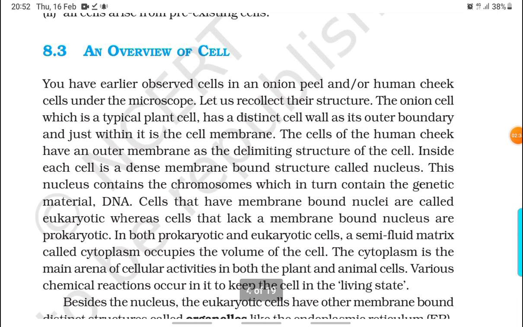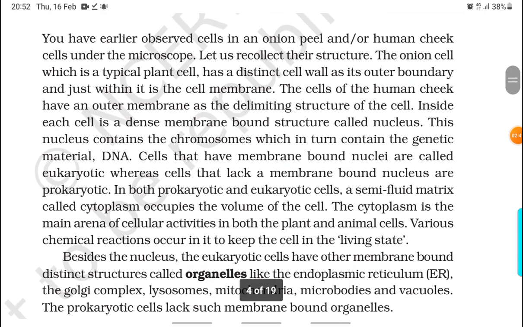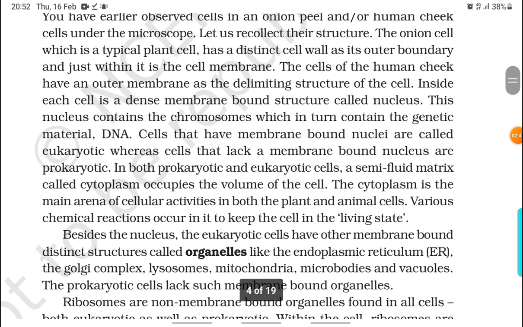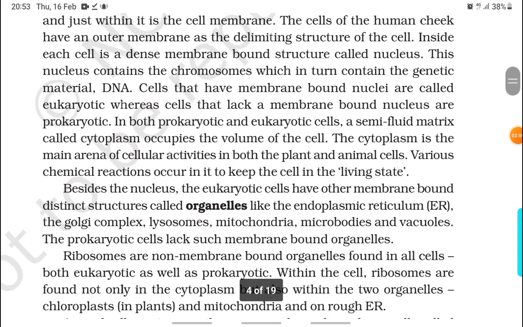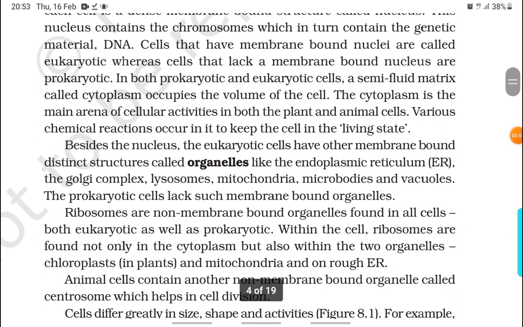An overview of the cell. You have earlier observed cells in an onion peel or human cheek cells under the microscope. Let us recollect their structure. The onion cell, which is a typical plant cell, has a distinct cell wall at its outer boundary, and just within it is the cell membrane. The cells of the human cheek have an outer membrane as the delimiting structure of the cell. Inside each cell is a dense membrane-bound structure called the nucleus. This nucleus contains chromosomes, which in turn contain the genetic material, DNA.